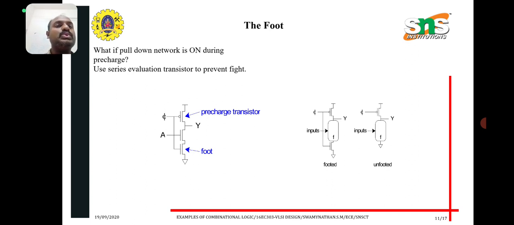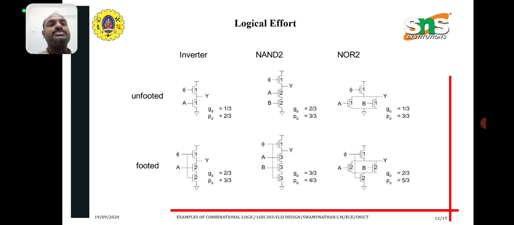So look at the two diagrams, the circuit diagrams on the right hand side. In the first one, pi is the clock signal, and the inputs are given to the pull down network, and again the same thing for the other pull down network, that is called footed.